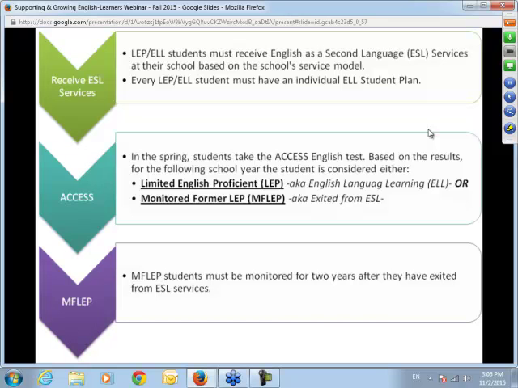And then lastly, the Monitored Former Limited English Proficient students must be monitored for 2 years after they've exited from ESL services. So at that point, we're just looking to make sure they're not regressing or missing the progress that they should still be making in English. We just don't want to assume that they've kind of got it from there.